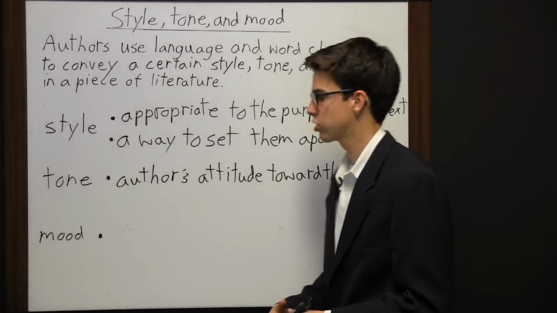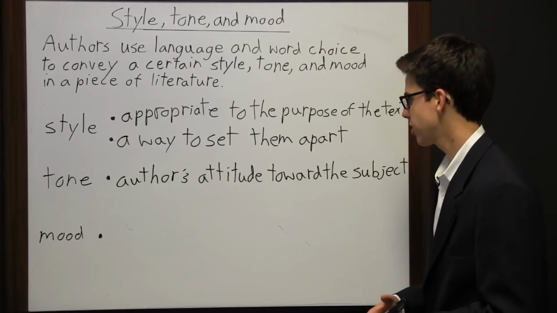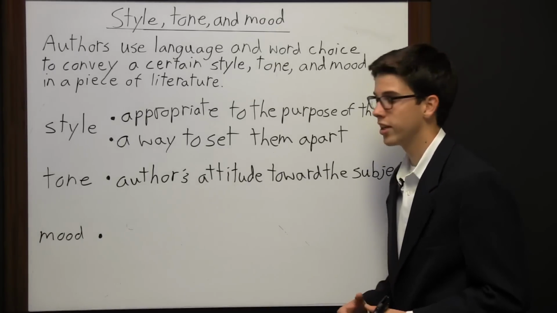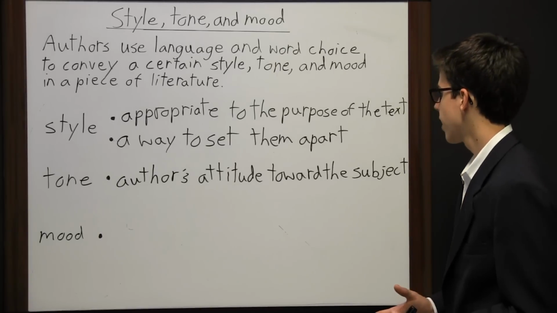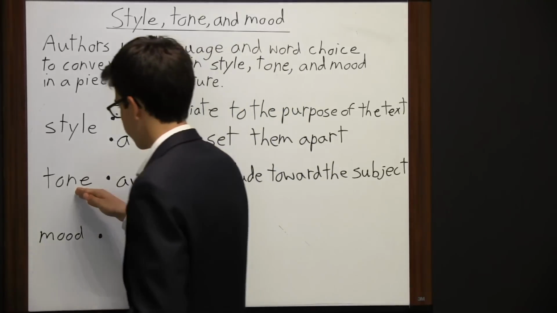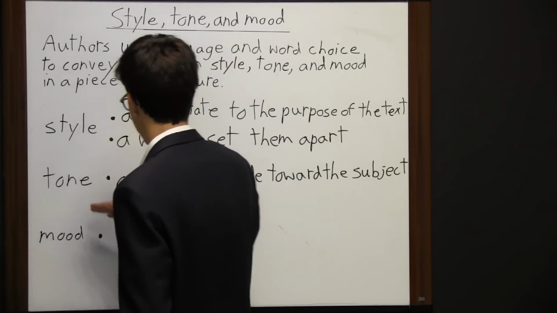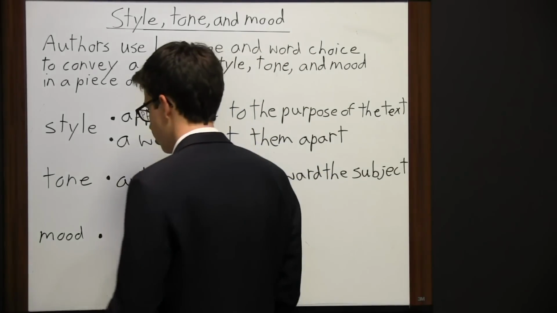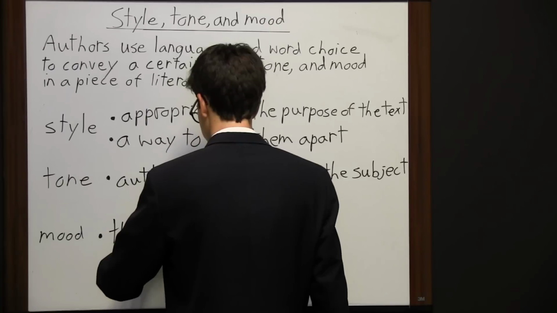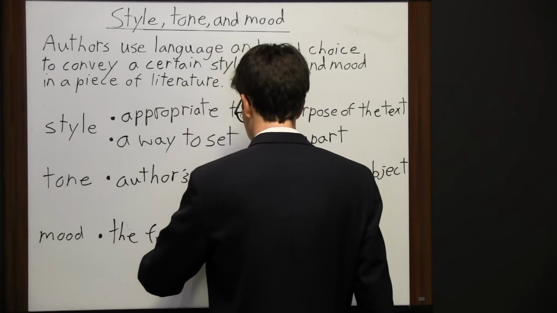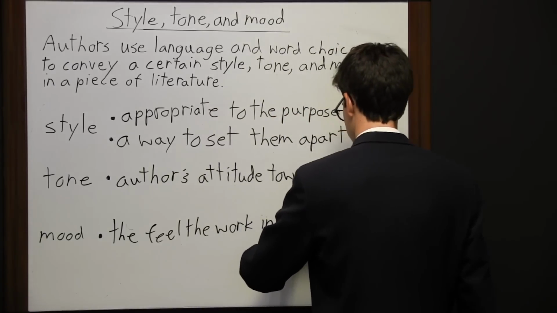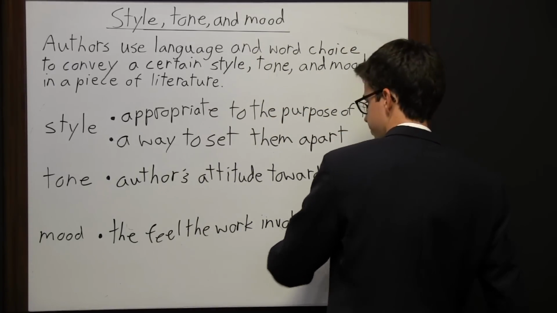But sometimes an author just writes an informative text. But you can still often tell what their tone is, because whether they're trying to or not, many times they'll word things certain ways that can tell you how they feel about something. And so that's the tone. Now the mood is like the tone, but it's for the reader. And so basically it's the feeling the work invokes in the reader.